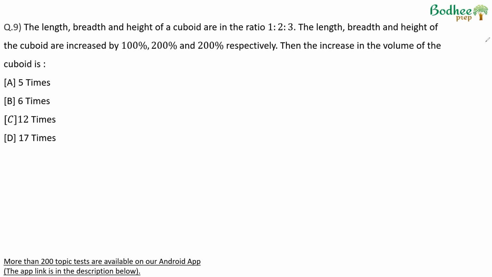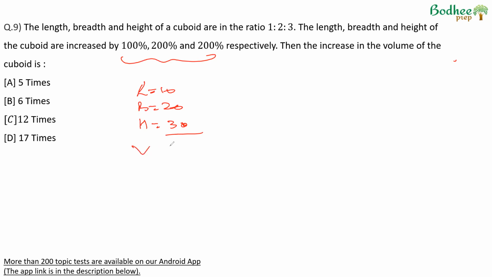The length, breadth, and height of a cuboid are in the ratio 1 to 3. The length, breadth, and height are increased by 100%, 200%, and 200%. Then the increase in the volume of the cuboid is, again, we can use multiplying factors, successive percentage change. I am taking the length to be 10, breadth 20, height 30.